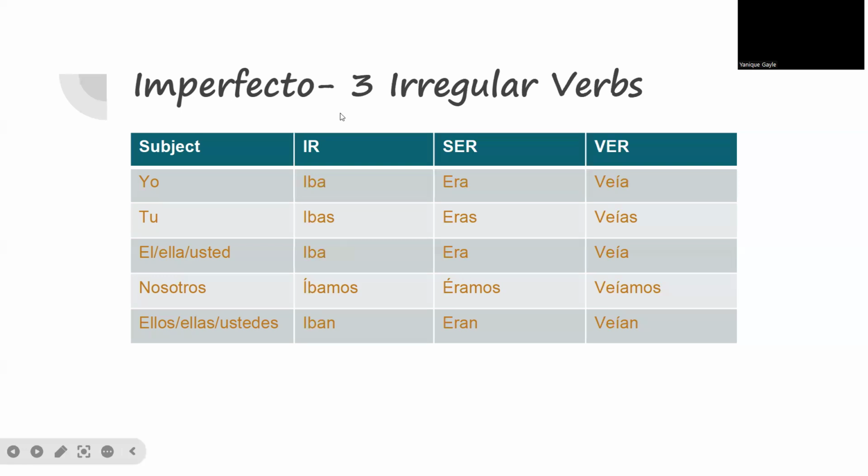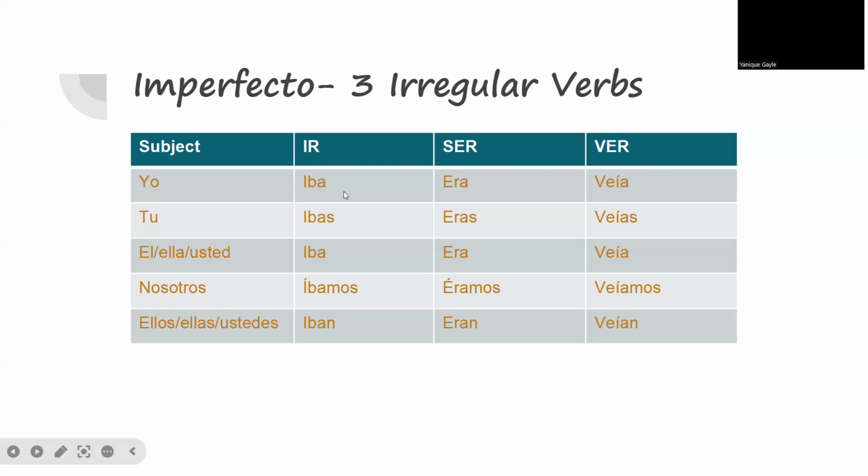In the imperfect tense in Spanish, we have three irregular verbs. Unlike the past simple tense, where you noticed that there were a lot of irregular verbs, this time we only have three irregular verbs. So if you learn them, you're good to go. The verb ir, which means to go. The verb ser, which means to be. And the verb ver, which means to see.